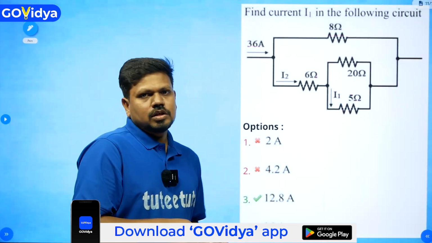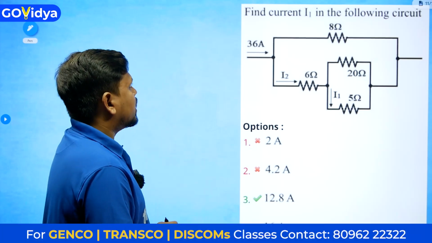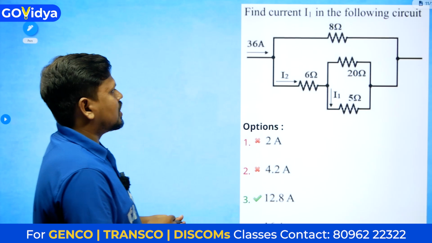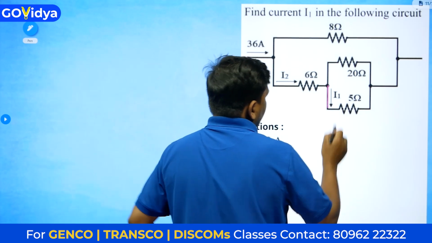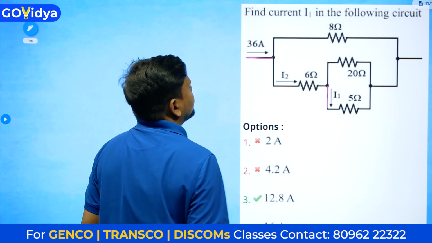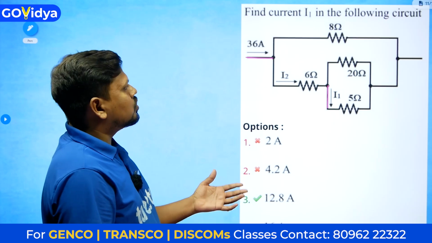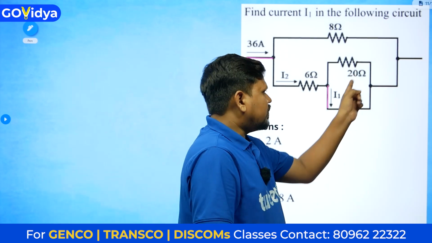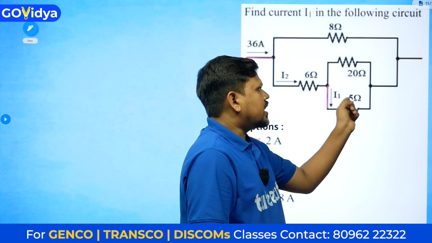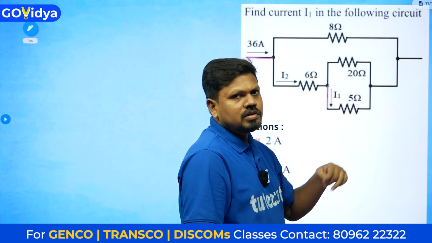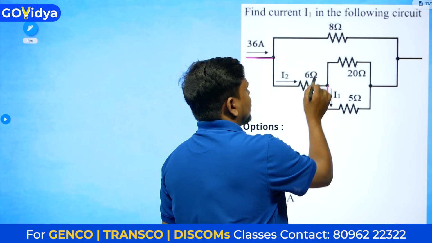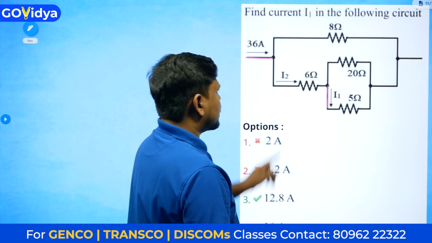So let's see the ECE questions they have given. Find current I1 in the following circuit. So they are asking about I1, and I1 is here. Directly they have mentioned 36 amperes of current here. Immediately you have to do this question. 5 in parallel with 20: 5 into 20 is 100, 100 divided by 25 is 4. So 4 in series with 6 is 10. Then 10 in parallel with 8.